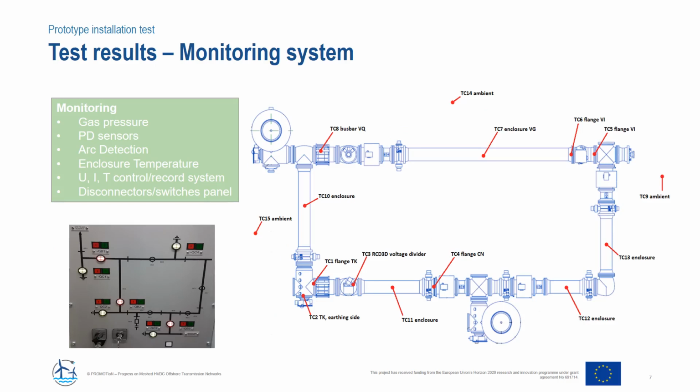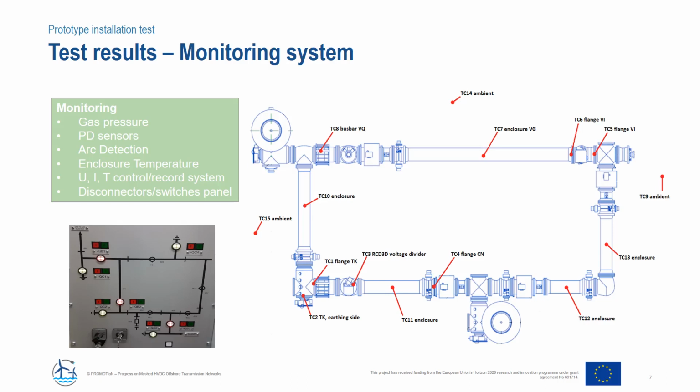Before I go into the test results, I would like to show you the monitoring system that has been used. Of course, many monitoring systems have been on board this HVDC GIS. For example, gas pressure check, partial discharge sensors have been put onto the device, and arc detection in case there is some flashover inside of the GIS tank. And also enclosure temperature has been measured at different locations. Here you see the thermocouples where they are placed, also trying to find out in comparison to the ambient.